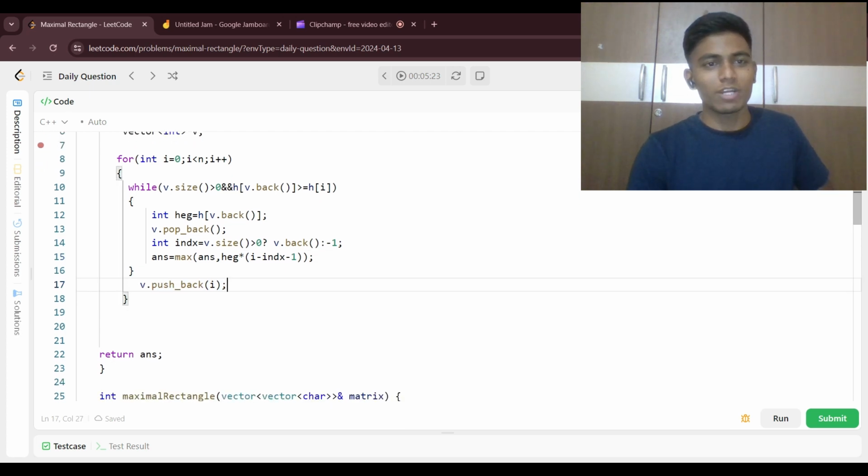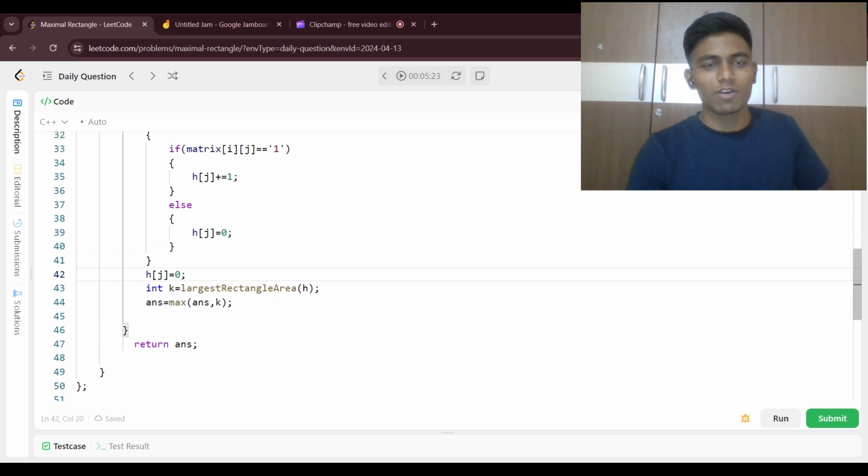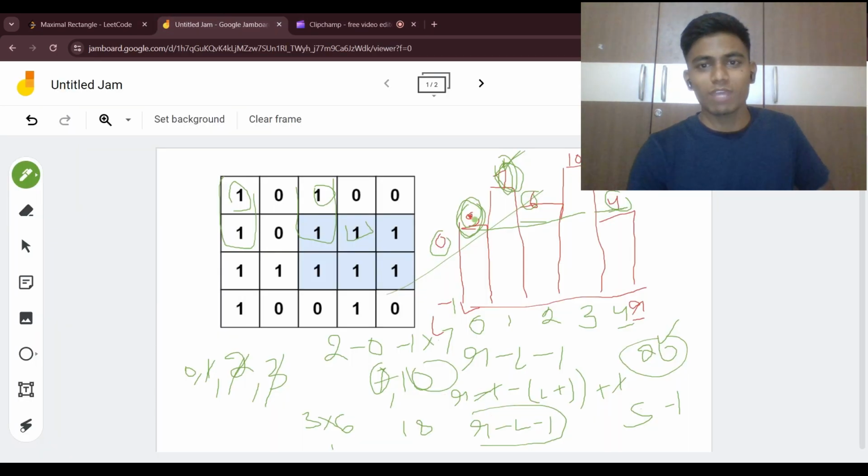Why? Because suppose let's say we have here different heights, and then here we have 4, and then if we have 0, then we are going to remove this particular 4 height, and then we are going to consider the rectangle of this particular height. That's why we are going to consider this 0 as our extra element, and at last we are going to return the answer.